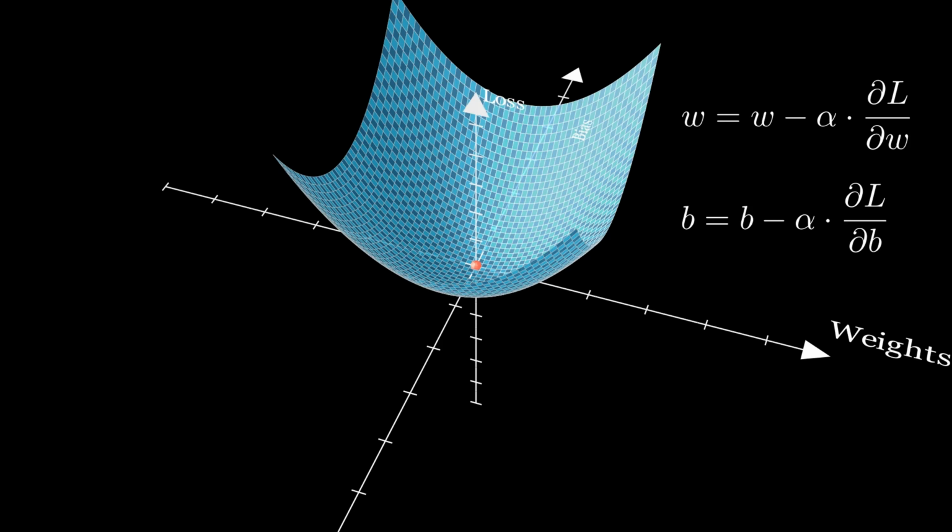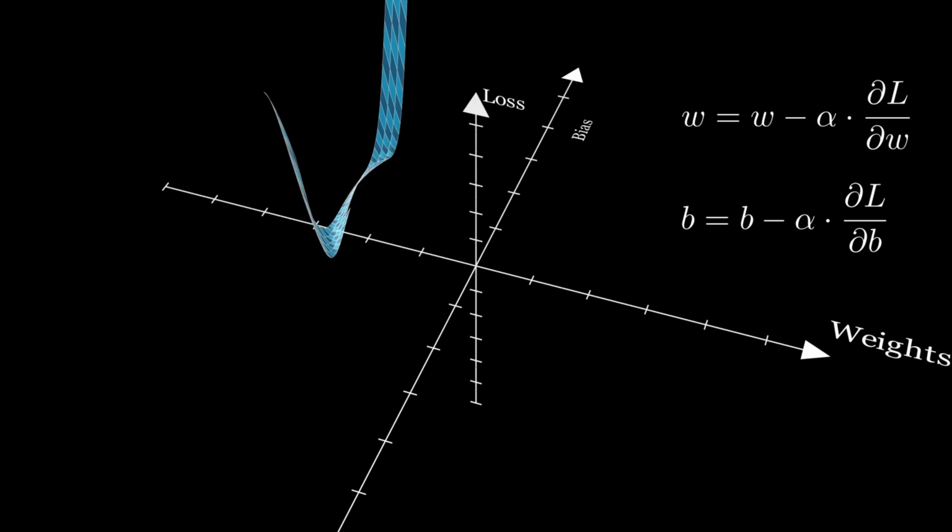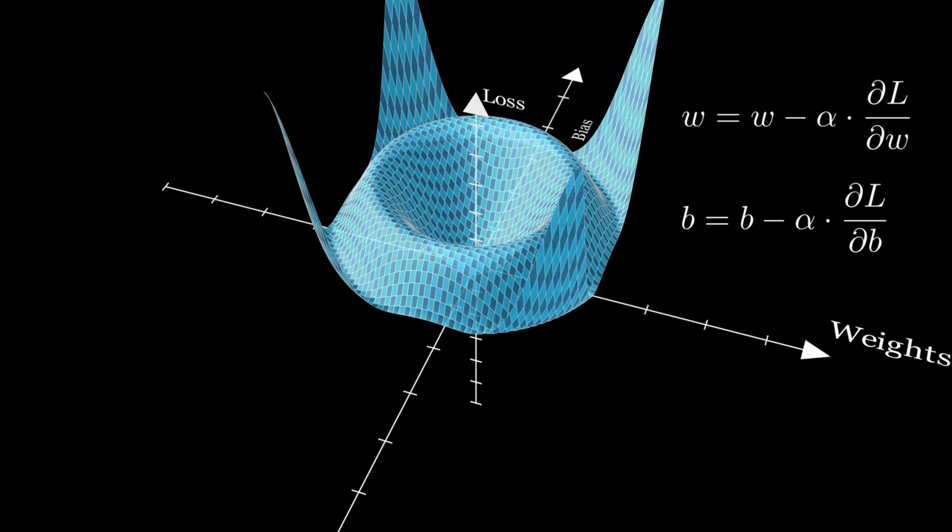At first, the steps are large, but as we get closer to the minimum, the gradient becomes smaller and the steps become more precise. But it's not always that straightforward. Sometimes we face more complex surfaces with multiple local minima, and our goal is to reach the global minimum without getting trapped in one of the local minima. We'll explore those kinds of examples in future videos.